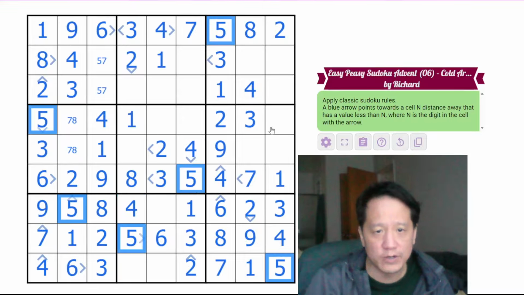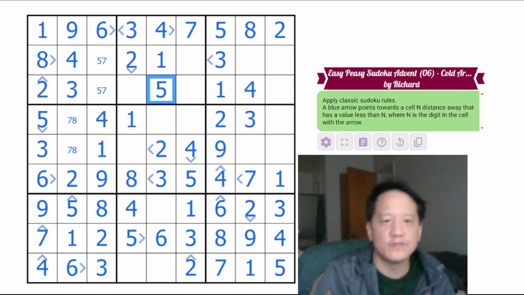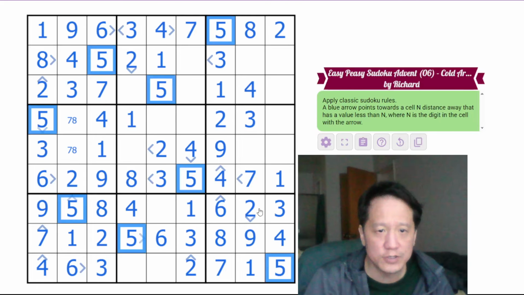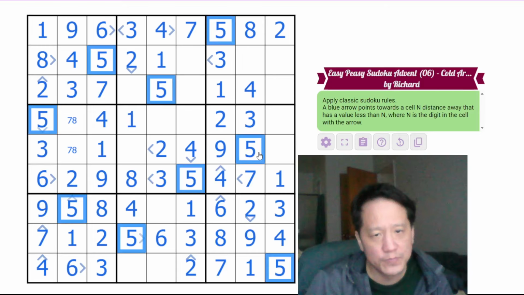5s. Where is 5 in column 5? Can't be here because of 5's in the boxes. These are filled out, so this must be 5 here, which means this can't be 5. That's 7, which means this can't be 7. That's 5. And we should have 8 5s. We know where the last 5 has to be. It has to be there.